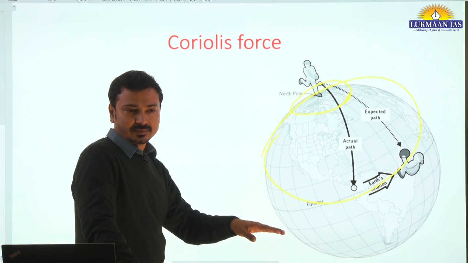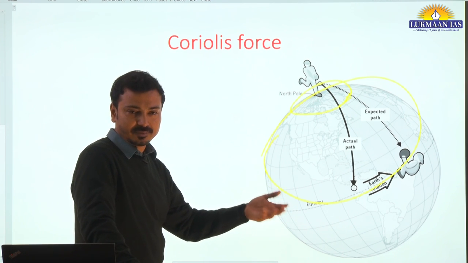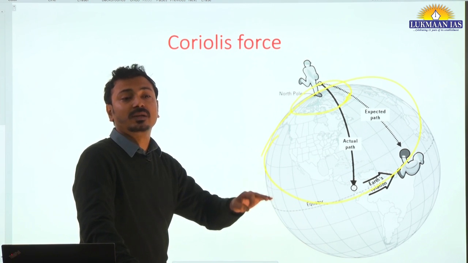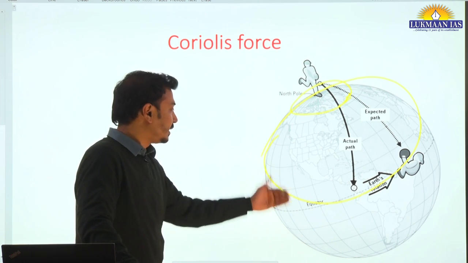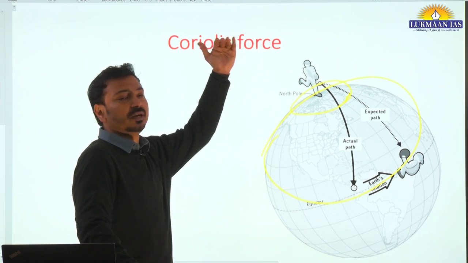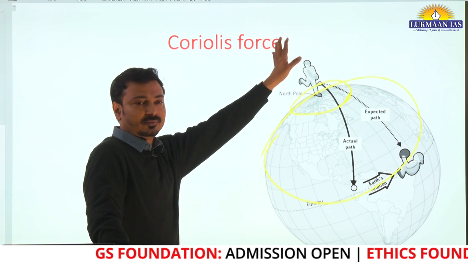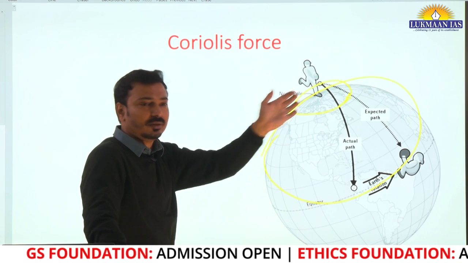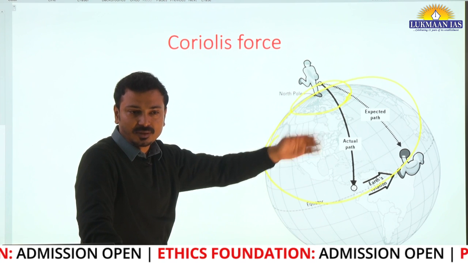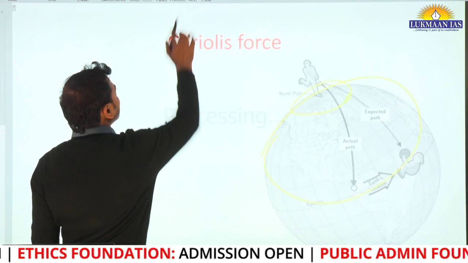Best example is jet streams and Rossby waves. They are experiencing more Coriolis effect as compared to winds like the trade winds. Understood? Because they are moving at a much higher distance. They are not experiencing friction. That's why the Rossby waves, the wavy nature of the jet streams. So, that example you can remember. Yes, any other question?